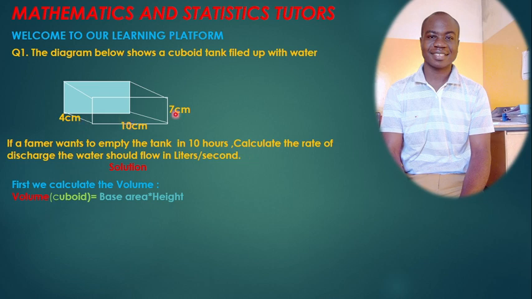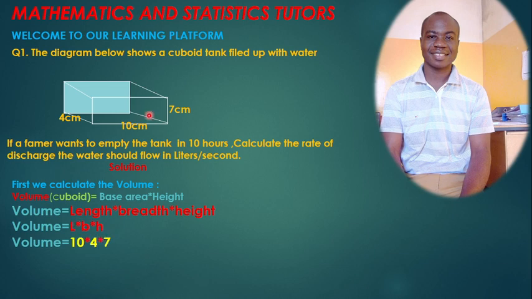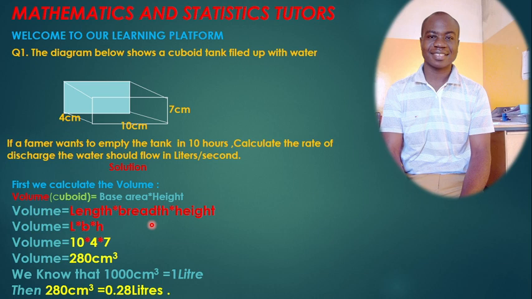multiplied by the height, which is 7. Now that formula can also be written as volume is equal to length, which is the longest length we have, multiplied by breadth, then by the height. If we abbreviate that, volume is equal to L times B times H. If you substitute, your length is 10, the longest line we have, the breadth is 4, and the height, how tall the tank is, 7. Now your volume, finally, if you find the product, you're going to have 280 centimeters cubed.